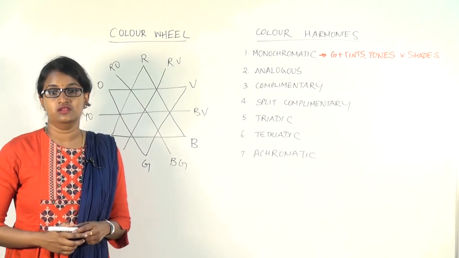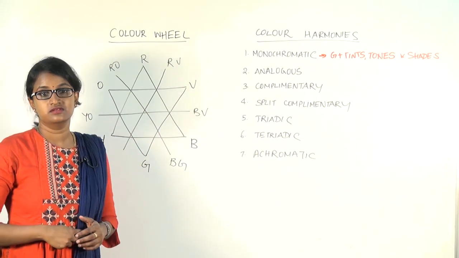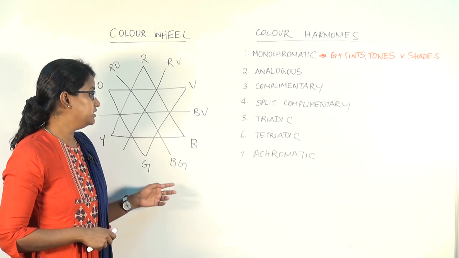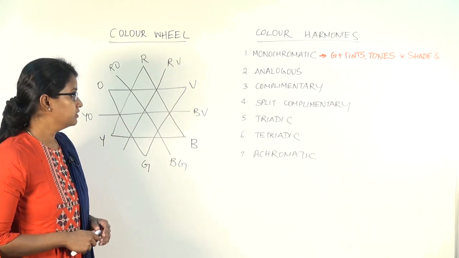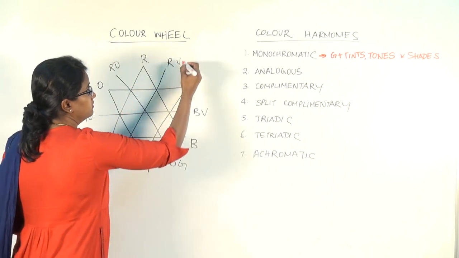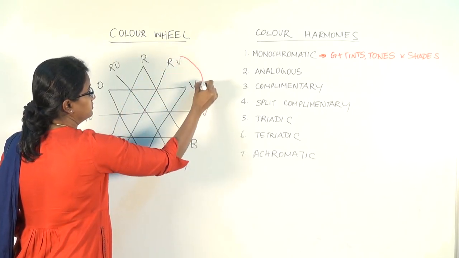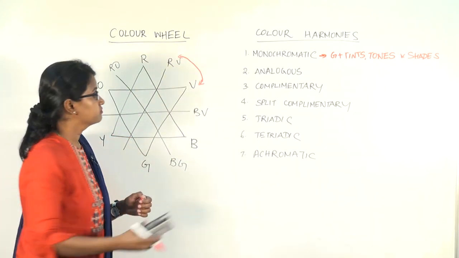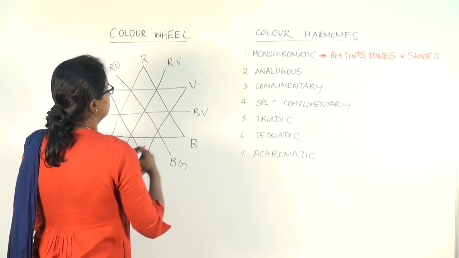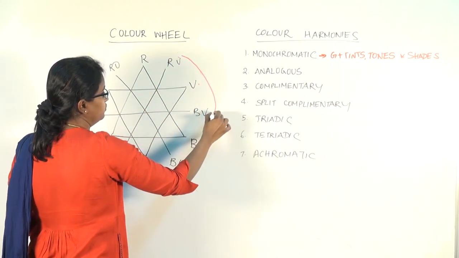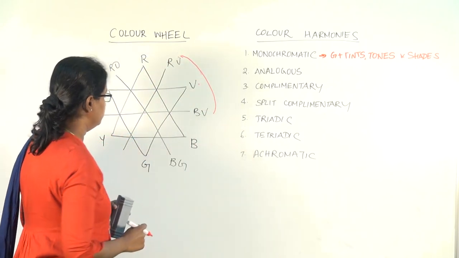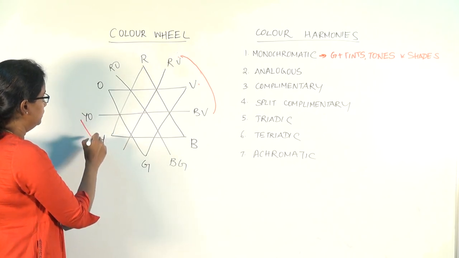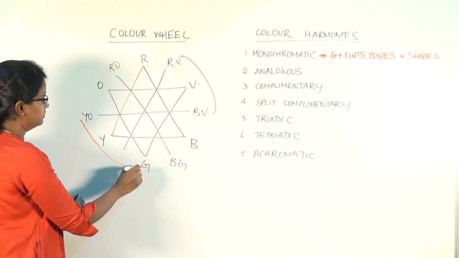The next one is analogous colors. Analogous colors are colors that lie side by side together on the color wheel. So they can be any two colors or more. Examples could be red, red violet, and violet. Or red violet, violet, and blue violet. Or another example could be yellow and yellow orange, or yellow, yellow orange and green.